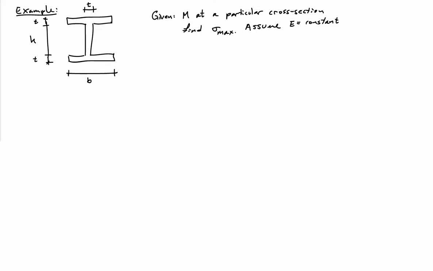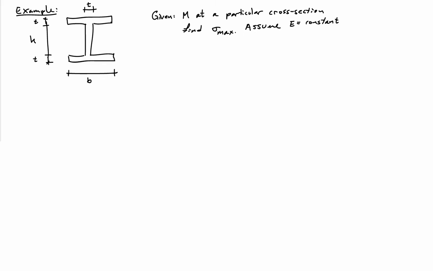So the dimensions here are going to be that the flange has a width b and a thickness t, the web has a height h and a thickness t, and the top flange also has a width b and a thickness t. And we're going to go ahead and try and determine what the maximum stress is.